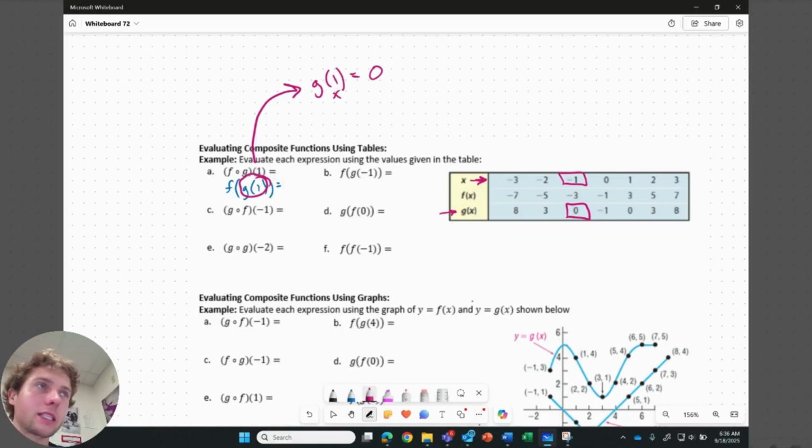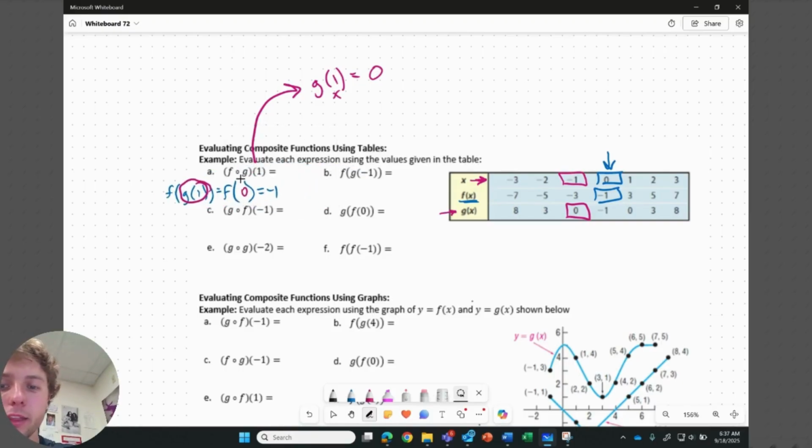But realize that is G of 1. We need F of G of 1. So we need F of that value. So we are taking F of 0 now and finding that. Well, F of 0, that means I need to go to the X value of 0 and figure out what the F value is at that time, which gives us -1. That's how these problems work. So if you see that, you understand that, go ahead and try each of these, see if we can get through those. Otherwise, let's look at one more example.